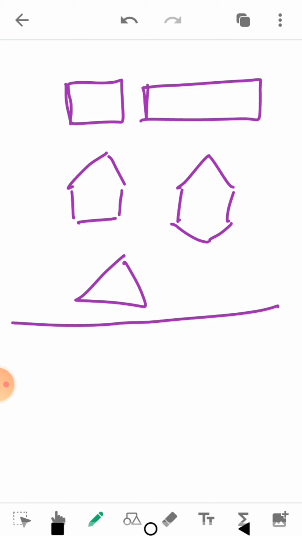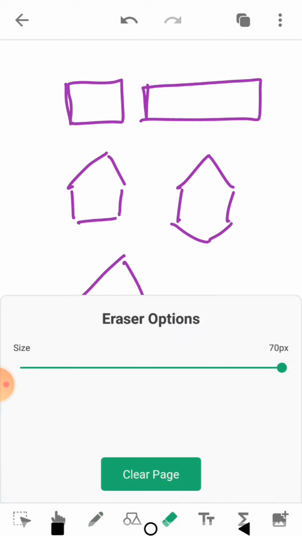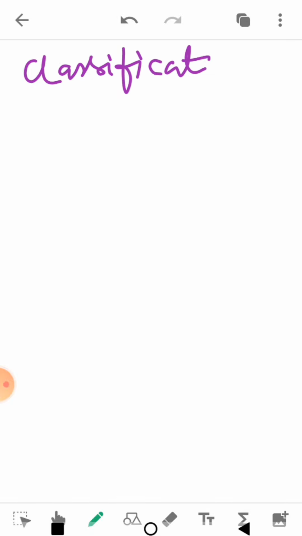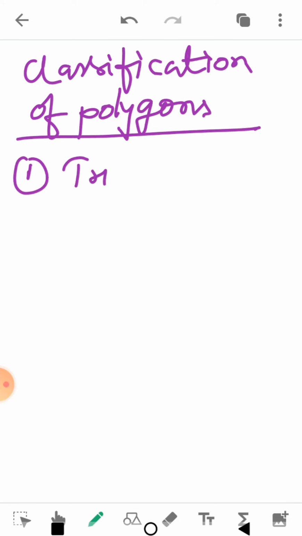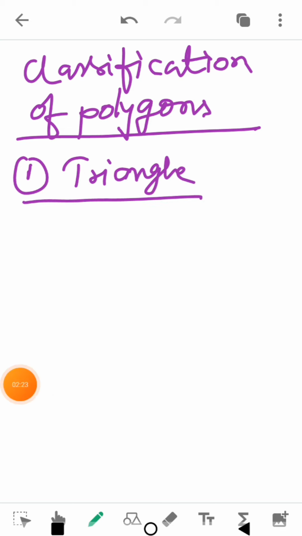Now we shall study the classification of polygons. What are the main classifications of polygons? The topic is the classification of polygons. First is the triangle.